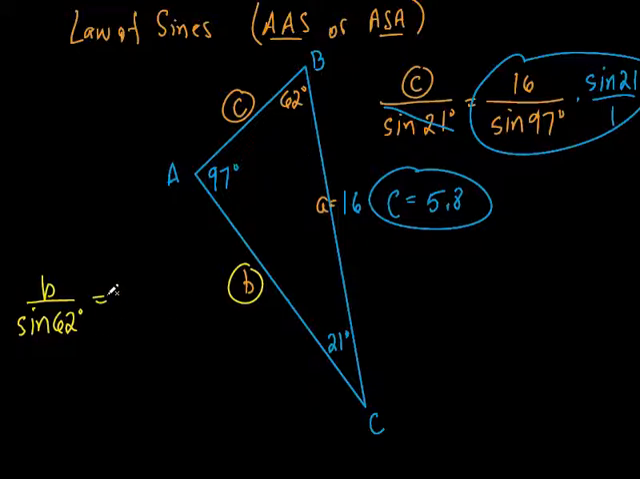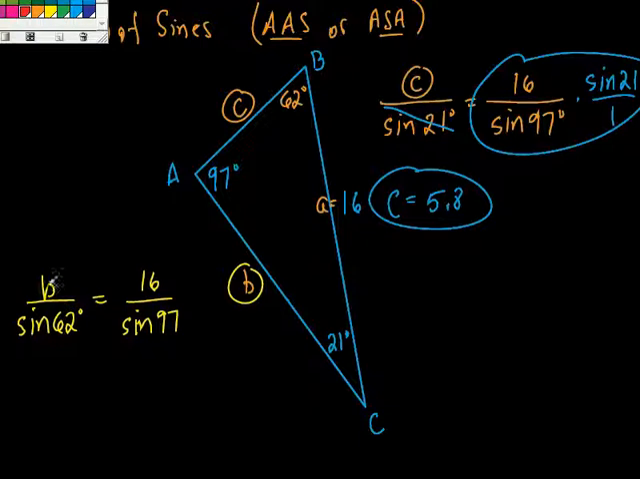Equals. Now again, let's pick two that we actually know. Now, we just found C, so technically, yeah, we could pick this one and this one. But let's pick the two original ones that they gave us. What were the two original ones that I knew? The 16 and the 97, right? So let's use that again. All right, so I'm going to go 16 over the sine of 97. This looks identical to what we just did over here, doesn't it? Except we're doing the sine of 62 instead of the sine of 21. That's the only thing different.